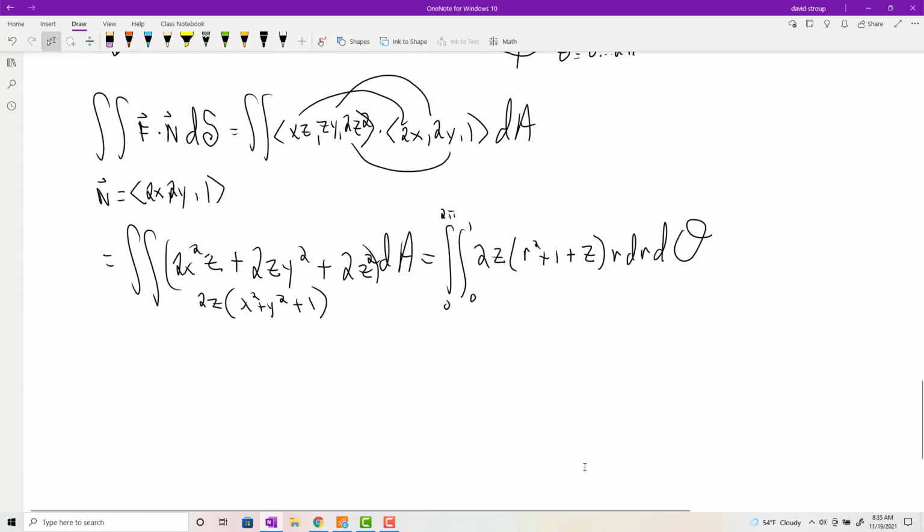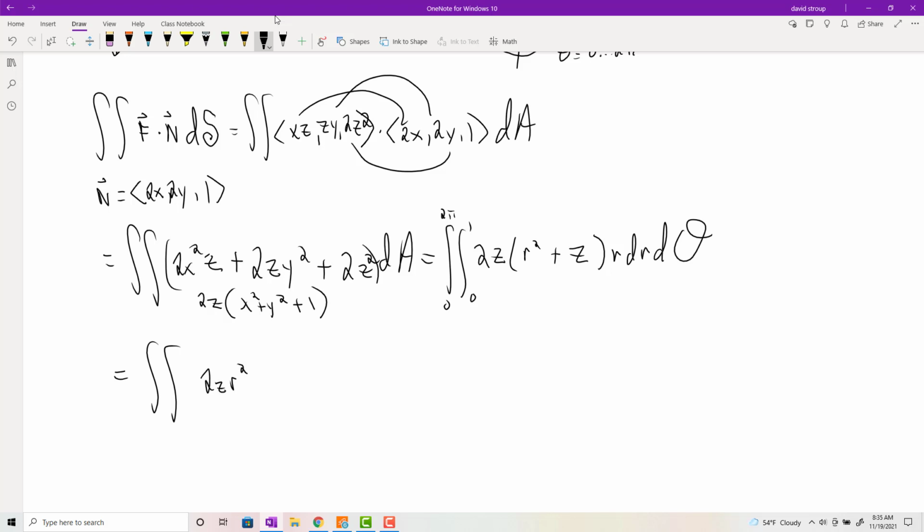I hate to think I made a mistake in my notes. So r squared plus z like this. Okay, so what do we have then? Might as well back distribute it. I don't see any reason why not. It's just such a mess. 2z r squared plus, and it's going to be r cubed when you distribute that r. And then 2z squared r dr dθ.